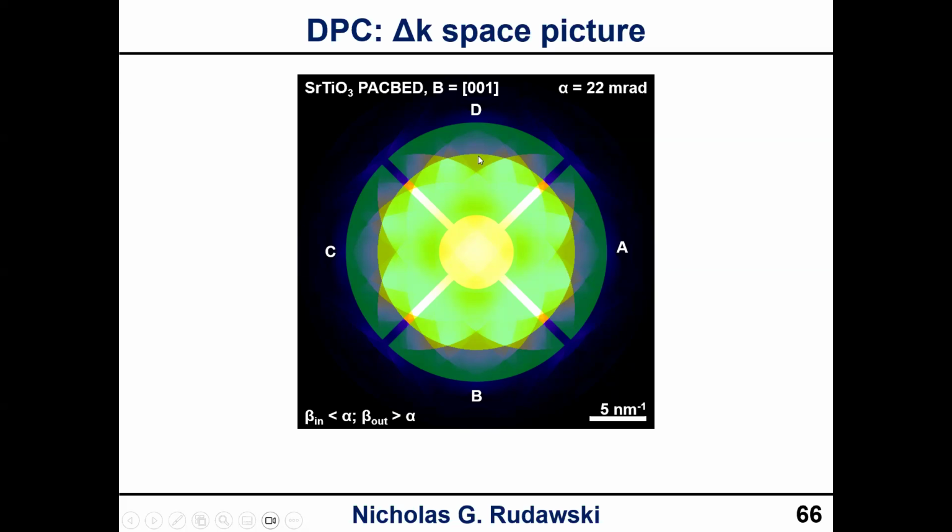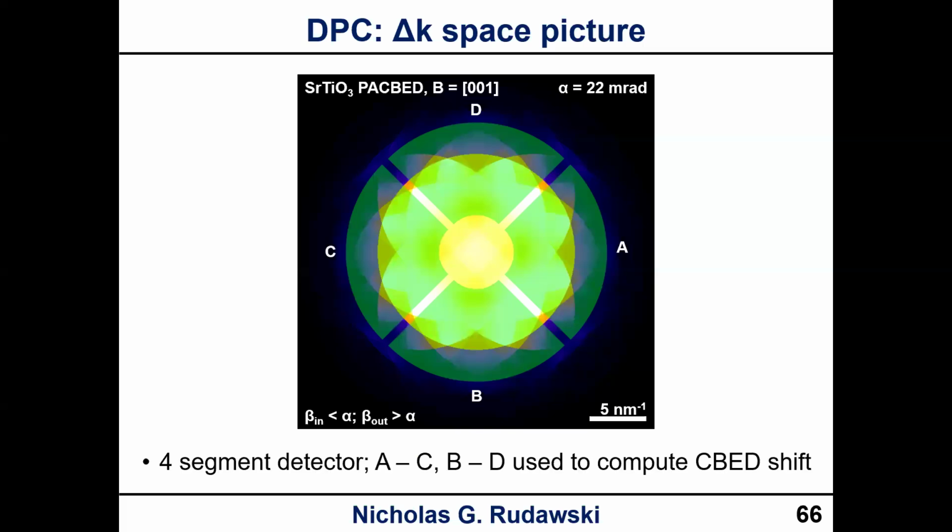If we were doing something with magnetic domains, we would probably want the alpha value to extend a little bit beyond the inner rim here. So we would probably want to use a shorter camera length to do that. Depending on the application, we would want to adjust this accordingly, but these are the stipulations. We can't have the direct disc going outside of the detector, and we can't have it going inside of the hole, obviously. So we have a 4-segment detector, A minus C, B minus D, to compute the CBED shift.